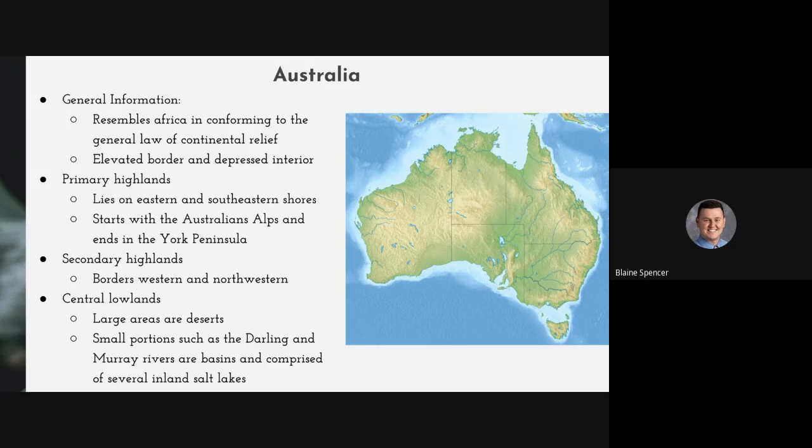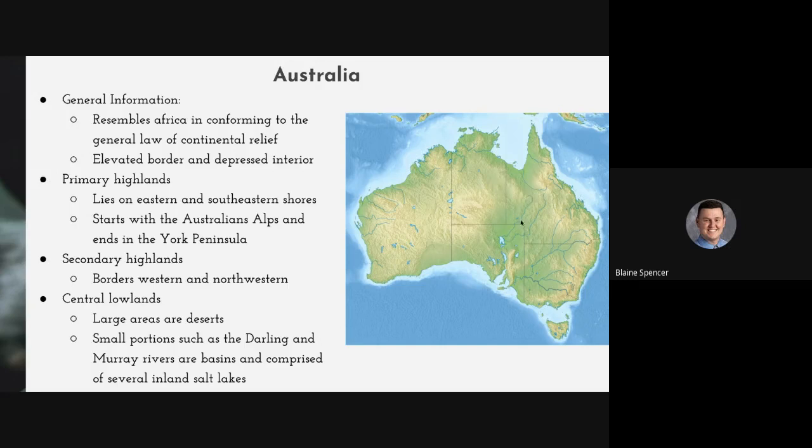Now, the last thing that is different from Asia is that the large area in between the primary and the secondary is the central lowlands. This large area is primarily deserts. Now, yes, there are small portions such as the Darling and the Murray rivers.